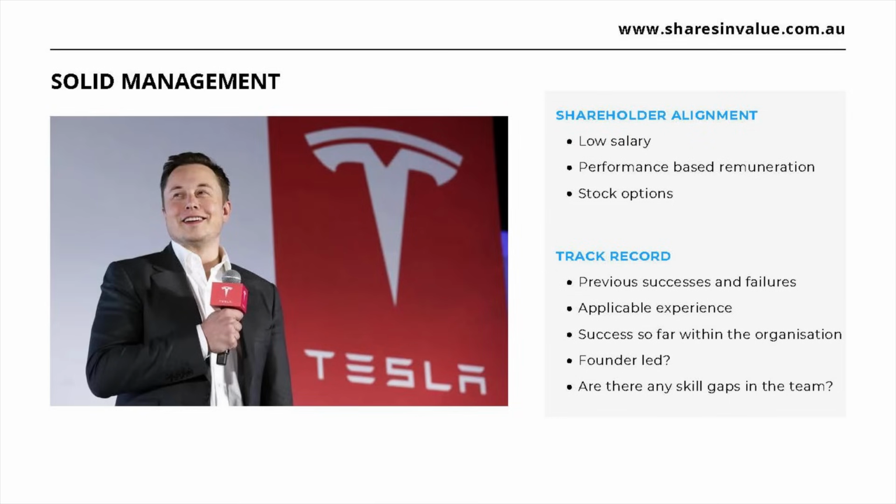Elon Musk, we all know who he is. In the early days of Tesla, Elon did not take a salary. He took only stock options. So he is 100% aligned with what shareholders want, essentially. So if shareholders make money, he makes money. So that's a really good sign that he's both committed and incentivized, and that he believes in the company as well.